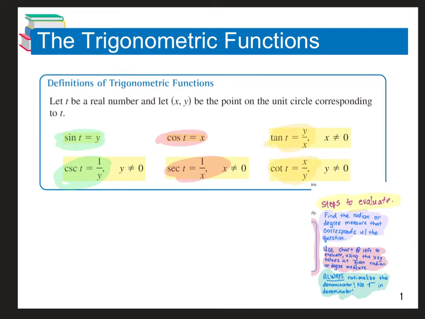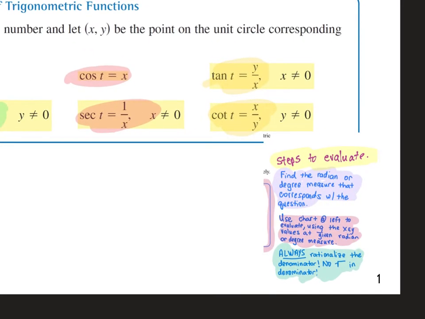So what you're going to do, I gave you these little steps here. You're going to find the radian or the degree measurement that corresponds with the question that they give you. You're going to use this chart. I'm going to tell you to write it 100 times every time you do it to get it in your brain to figure out the answer. And then it says always rationalize the denominator, right? If we come out with an answer that happens to be like 2 over the square root of 3, what is the problem there?